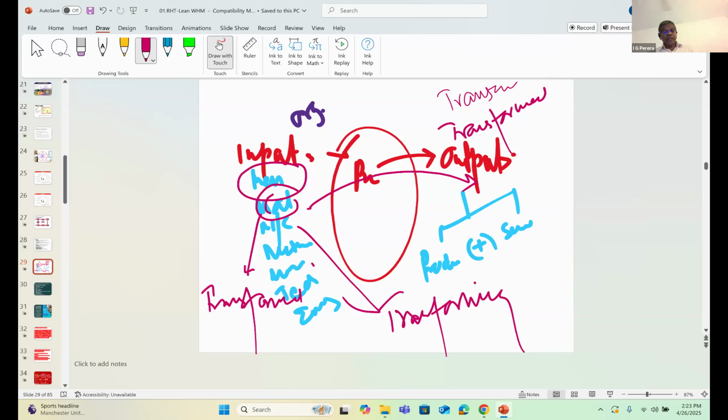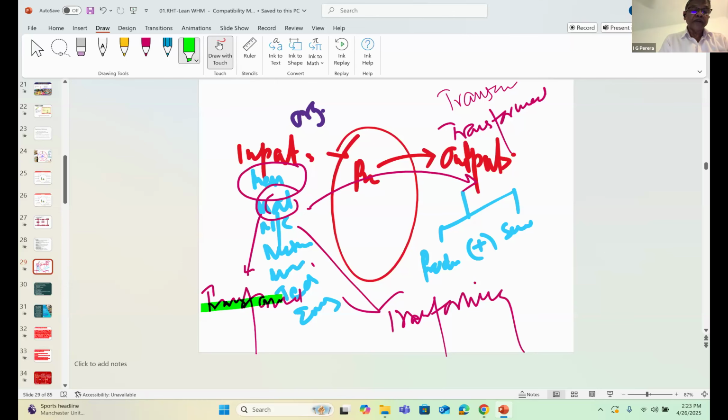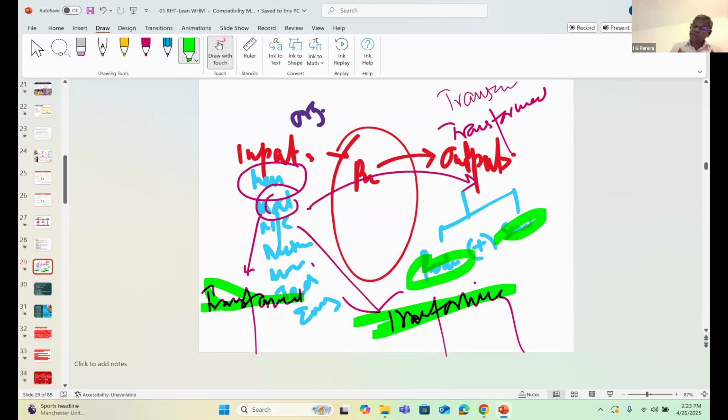Remember the two types of inputs then. One type of inputs will be transformed inputs. Other types of inputs will be transforming inputs. Transformed and transforming inputs. Now we are going to the output side. There are two types of outputs, either products or services, or sometimes it can be both.